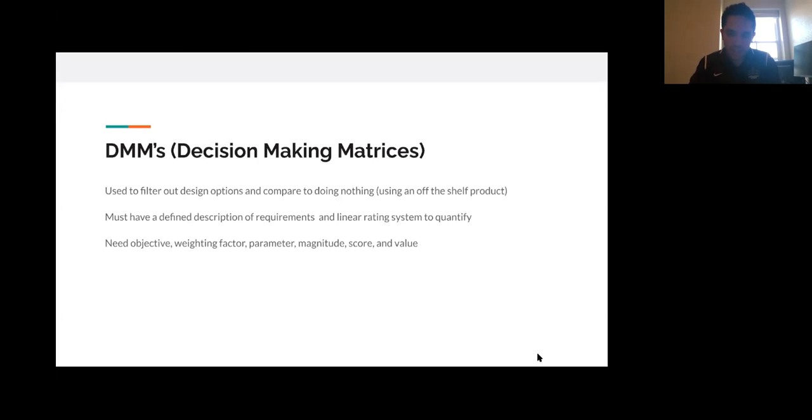And so score and value, again, is just the score you receive from multiplying the magnitude scale. The score and the magnitude are the same matrix, and you multiply that by the weighting factor to get your value.